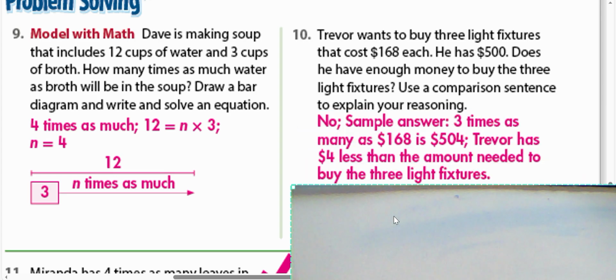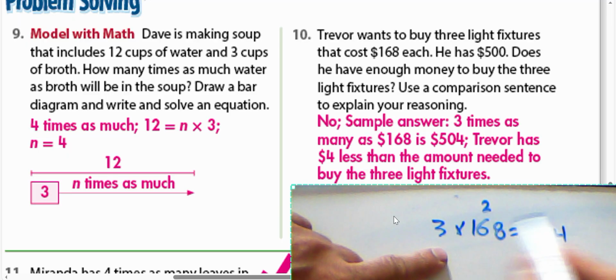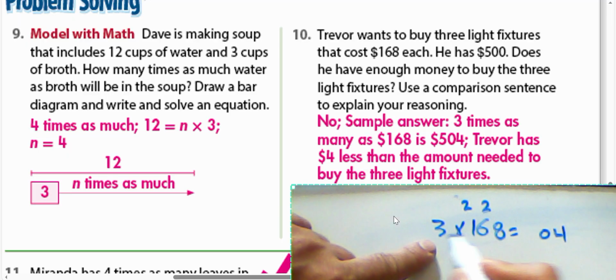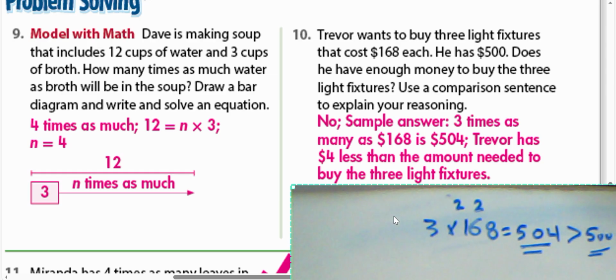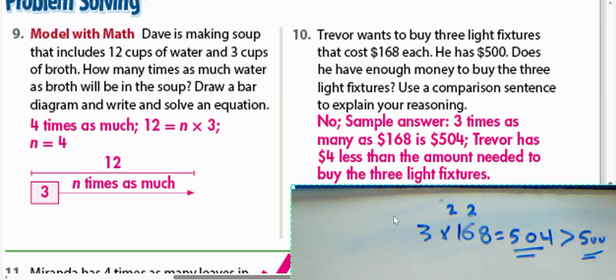He can pay because 3 multiplied by 168 equals what? 3 times 8 equals 24. Write 4 and carry 2. 3 times 6 is 18. 18 plus 2 equals 20. Write 0 and carry 2. 1 times 3 is 3, plus 2 is 5. This number, 504, is greater than the $500 he has, so he can't pay. Because 3 times as many as $168 is $504. Trevor has $4 less than the amount needed to pay for the 3 light fixtures.